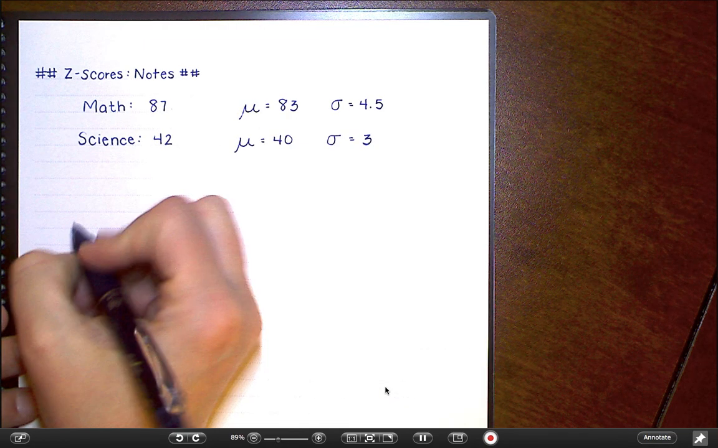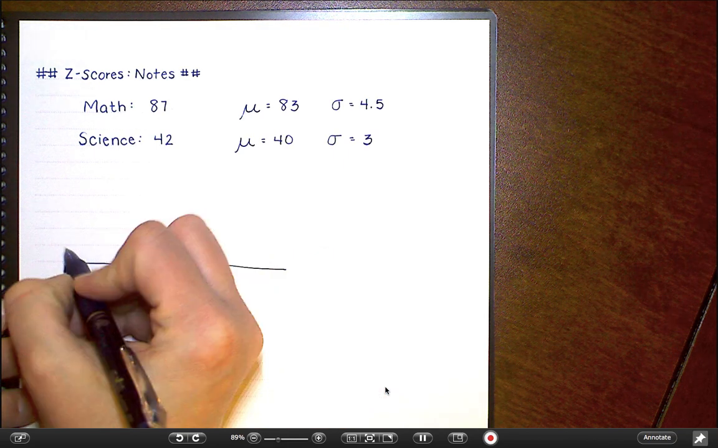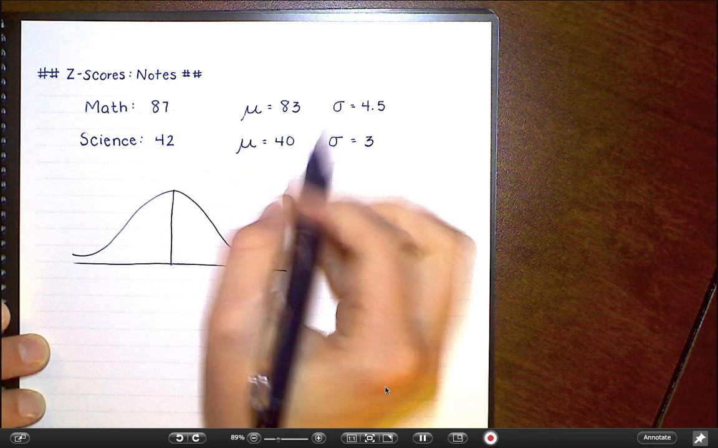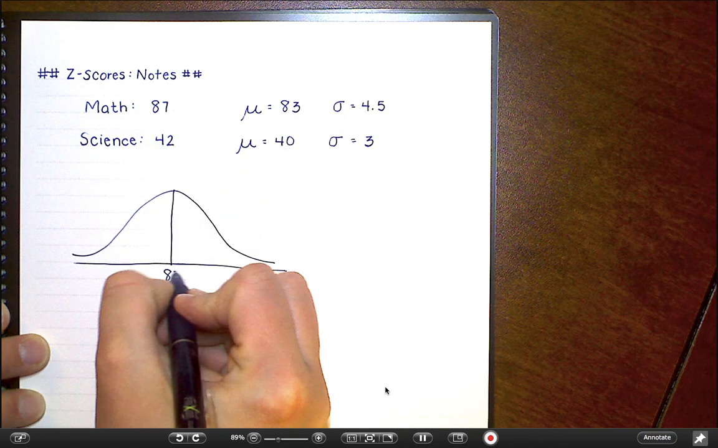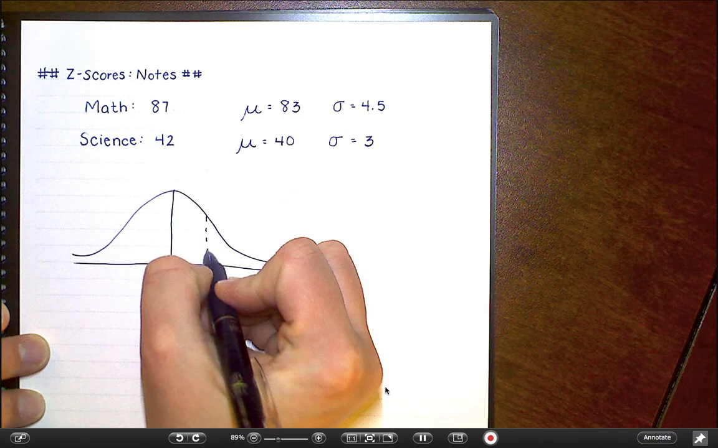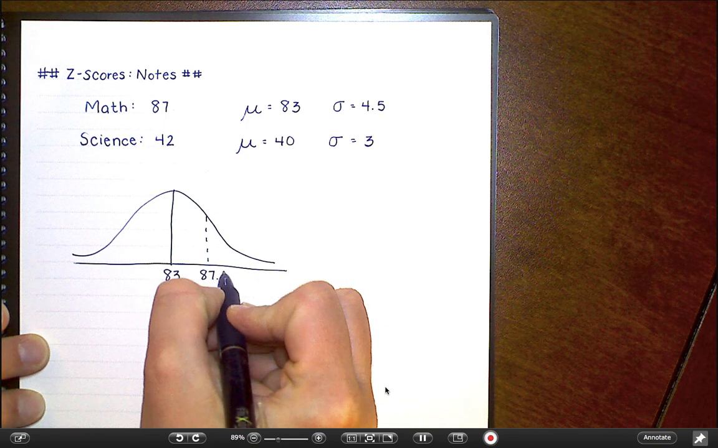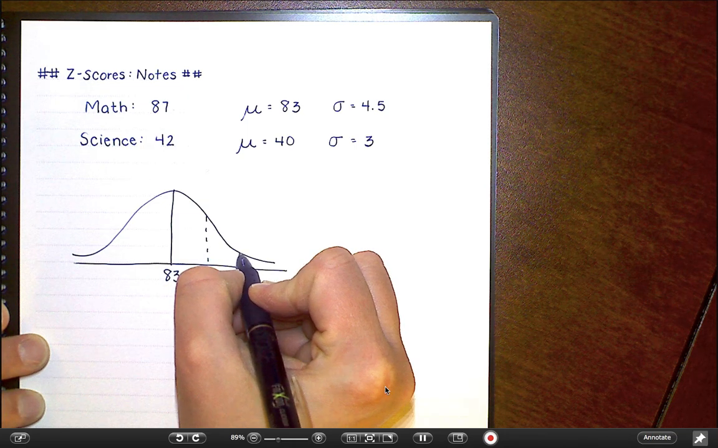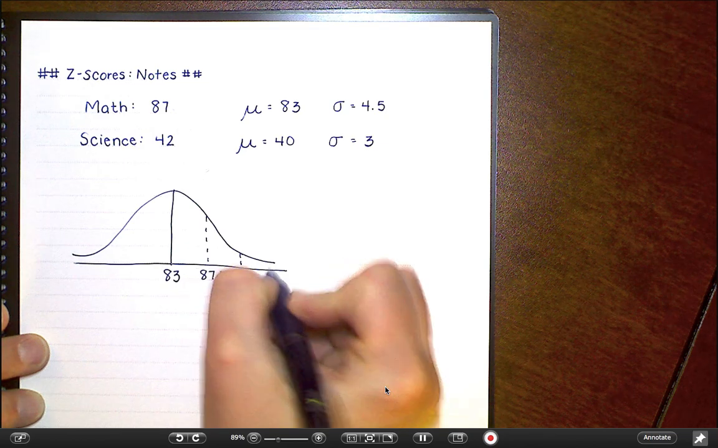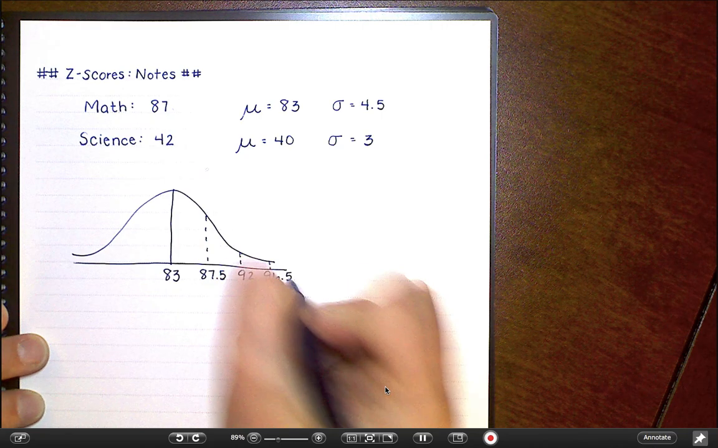So what we can do is think about this using that normal distribution thing that we talked about. So here's my math class. For my math class, I know that my mean was 83 and my standard deviation was 4.5. So this first standard deviation would be 87.5. And then I could go up another one and I could say, let's see, that would be 92. And then your third standard deviation would be 96.5. I'm only going to worry about that side of the curve.